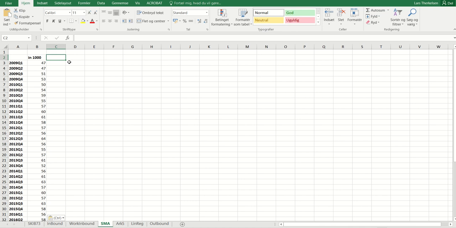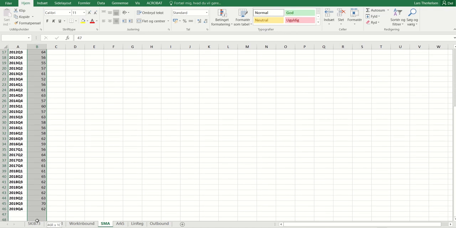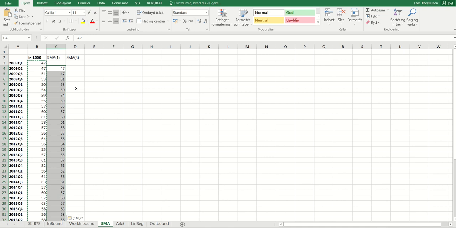We want to have a simple moving average 1, SMA 1, and a simple moving average 3. Let's have a look at these two. First of all, a simple moving average 1 is just taking the average of our index. Index is 1, so basically we're just going to take a copy of everything and say we're moving at 1.